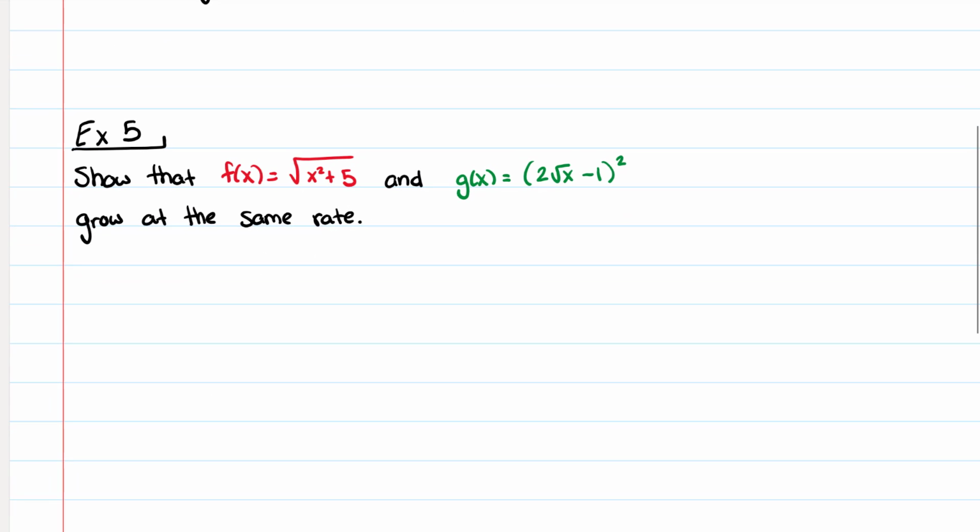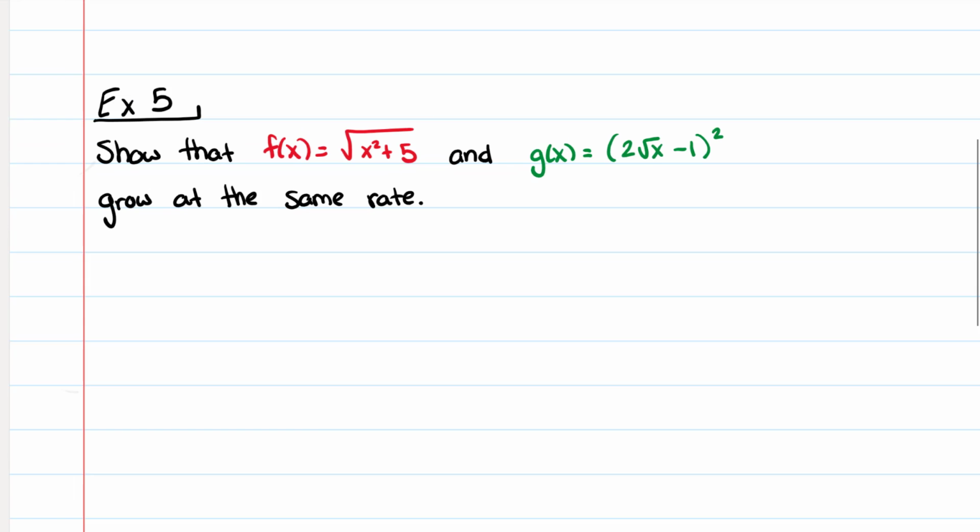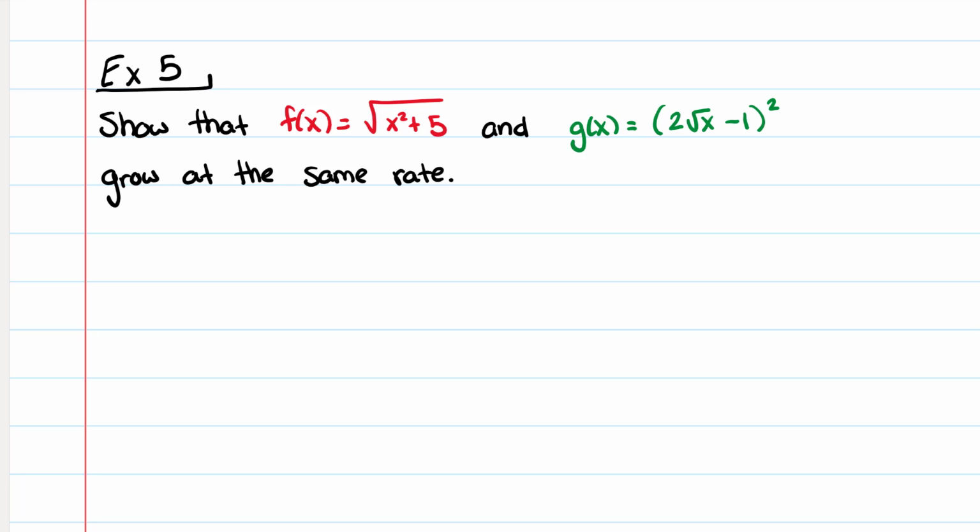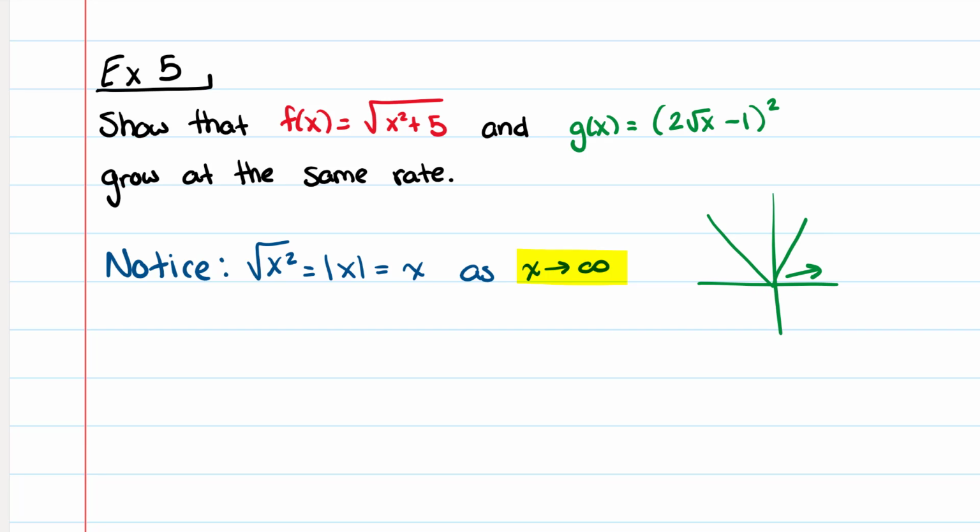Okay, so example 5, we're going to show that f of x, the square root of x squared plus 5, and g of x, which is 2 square root of x minus 1 squared, grow at the same rate. So just setting this limit up and then doing L'Hopital's and all that stuff would be a lot of work. So I do want to point out some things before we get started though. I want to point out first that the square root of x squared is equal to the absolute value of x, which is equal to x as x goes to infinity, right? Because the absolute value of x looks like this. So as we go to infinity, it just looks like regular old x.